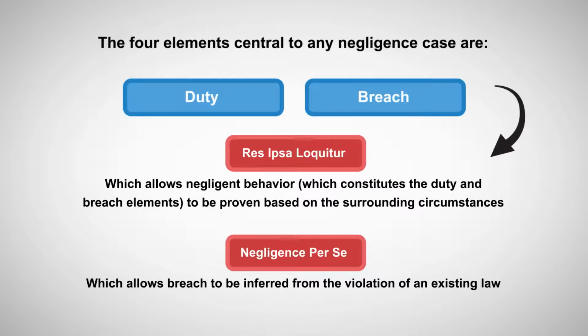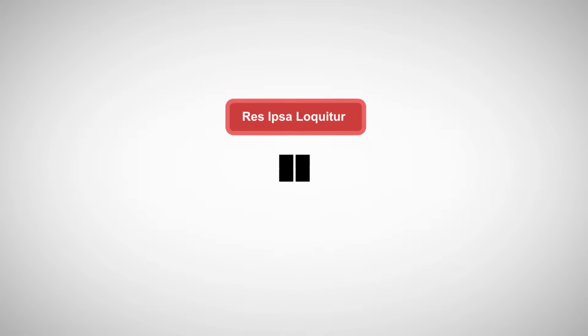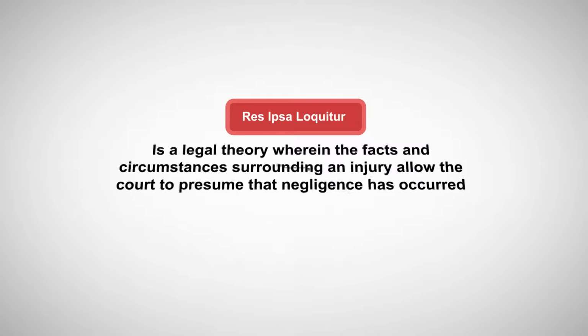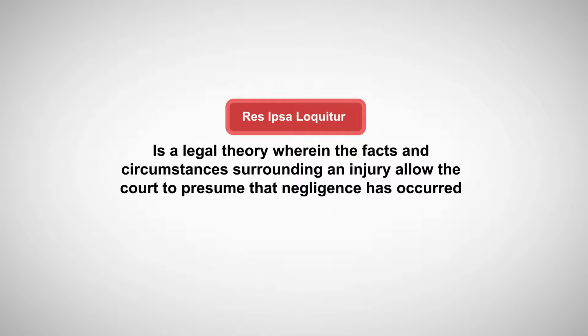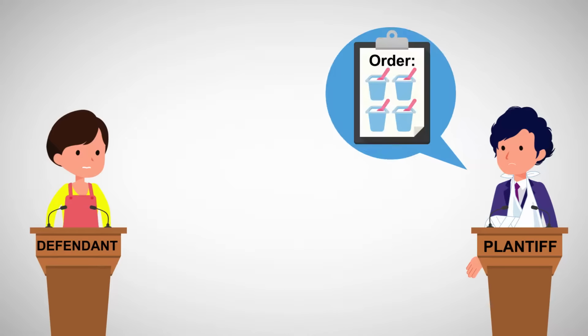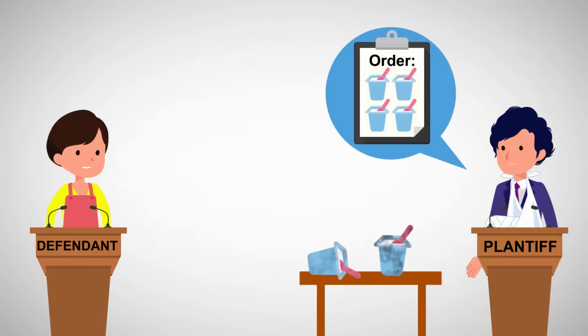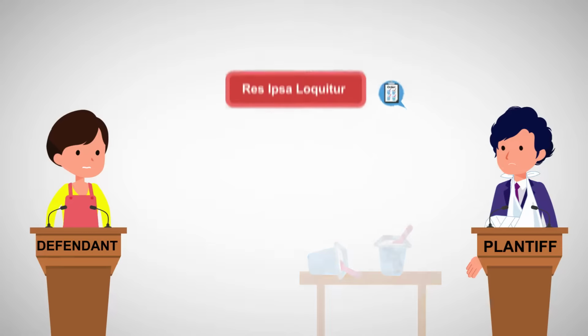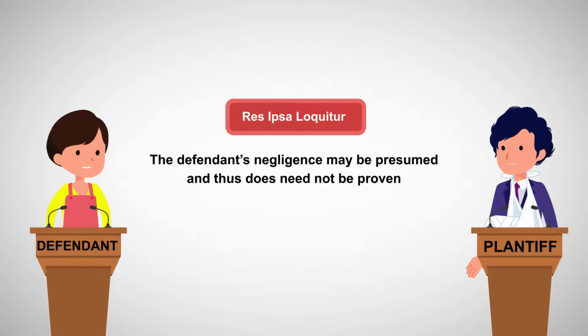Res ipsa loquitur, Latin for "the thing speaks for itself," is a legal theory wherein the facts and circumstances surrounding an injury allow the court to presume that negligence has occurred. In an ordinary negligence case, the plaintiff must prove that the defendant owed the plaintiff a duty and that his conduct failed to measure up to that duty. However, under res ipsa loquitur, the defendant's negligence may be presumed and thus does not need to be proven.